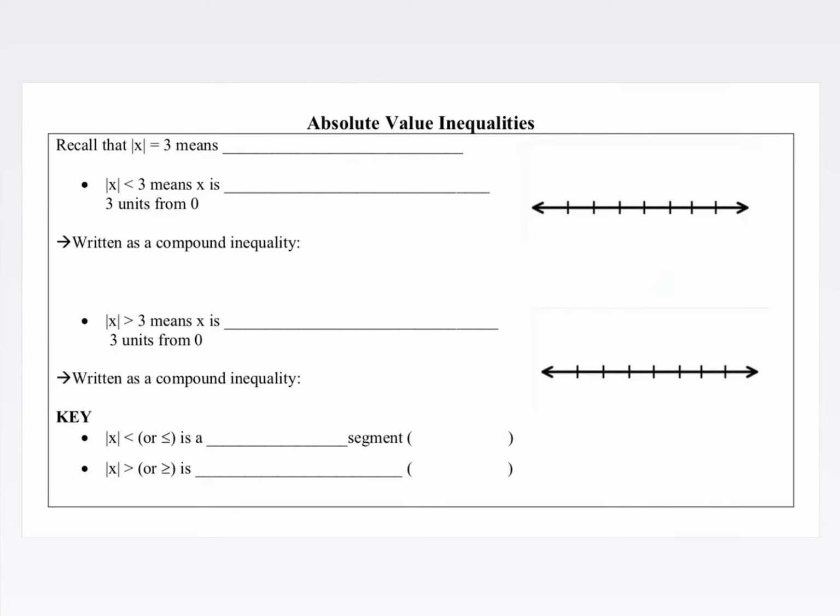So before we get into absolute value inequalities, let's first remember what an absolute value equation is. Let's recall that the absolute value of x equals 3 means that x is 3 units from 0. So think about distance on a number line.